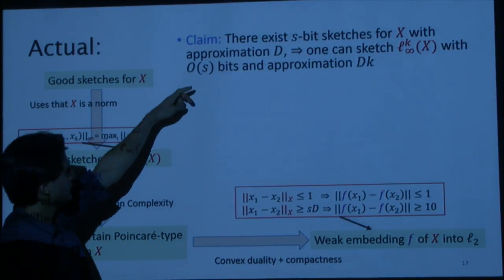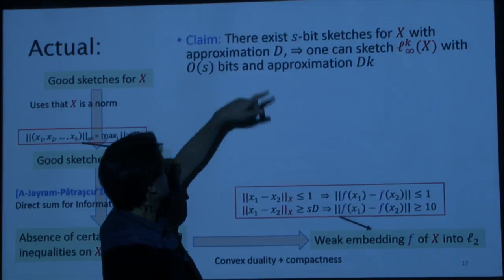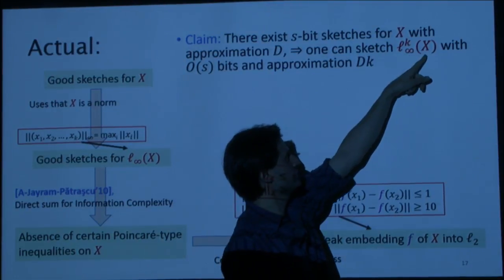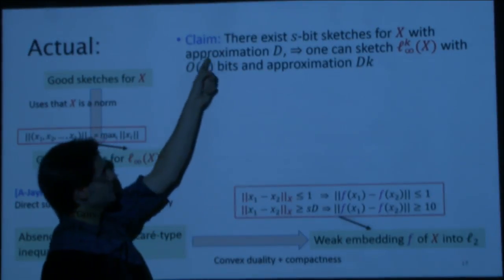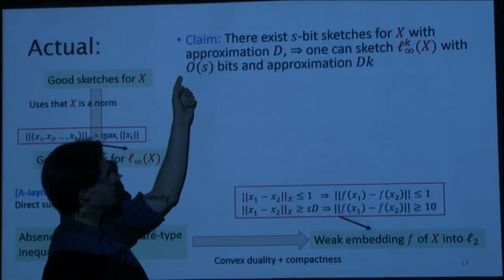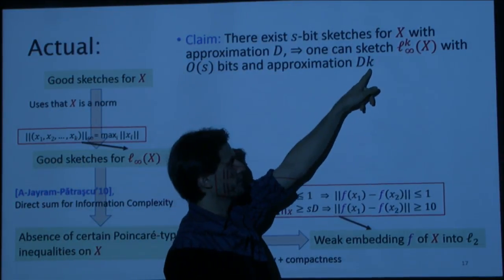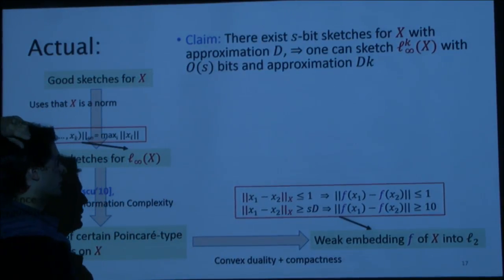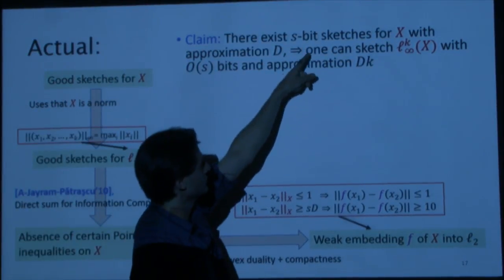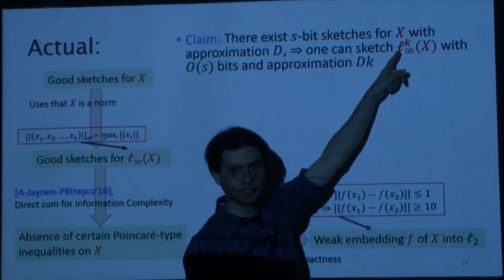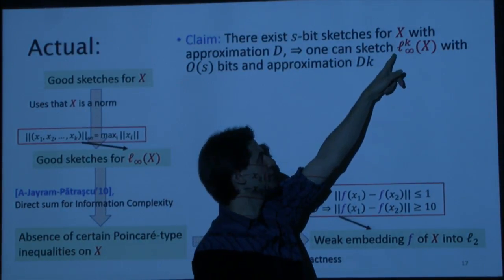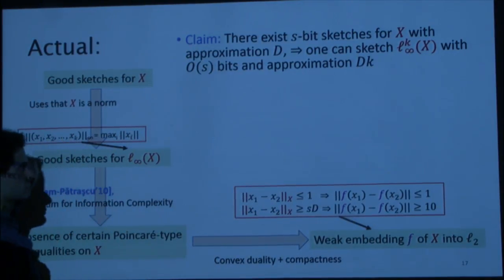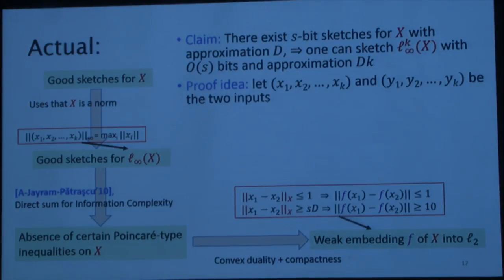and it says the following. Suppose we have an S-bit sketch for X, with approximation D. We can get a sketch for the k-dimensional infinity of x, still with the same sketch size, so this does not increase the sketch size, but the k goes into the approximation. So the approximation goes up. In a sense, assuming we can sketch x, we can sketch a harder space, right? It's the infinity of k of x, and where do we lose? We're losing the approximation.